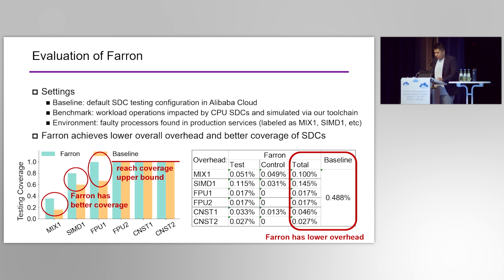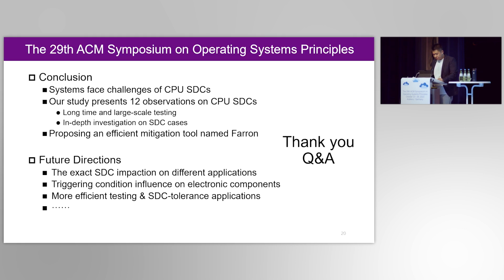We also perform a series of experiments to evaluate Farong. Our baseline is the default SDC testing configuration used in Alibaba Cloud, and we simulate workload operations that are impacted by CPU SDC via our toolchain. We run these experiments on 40 processors found in production services, and compared with the baseline, Farong achieves lower overall overhead and better testing coverage of SDC.